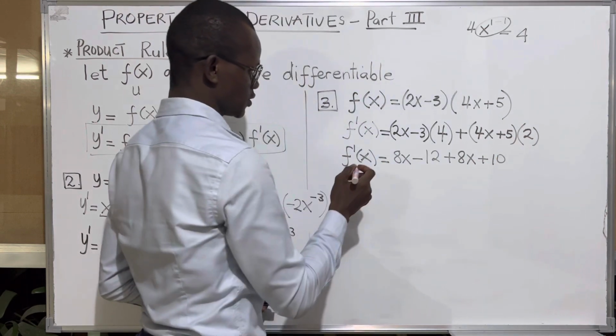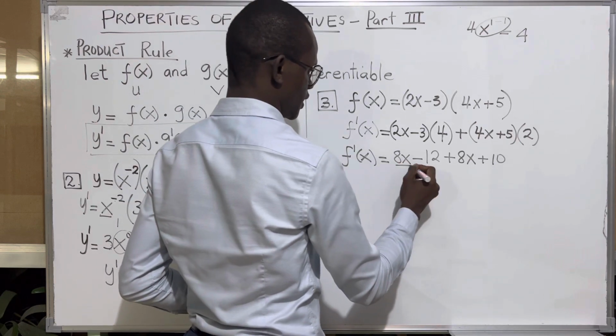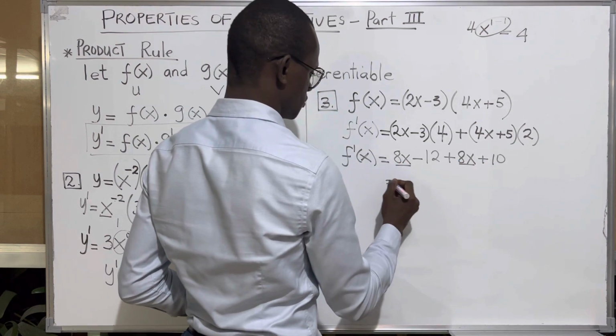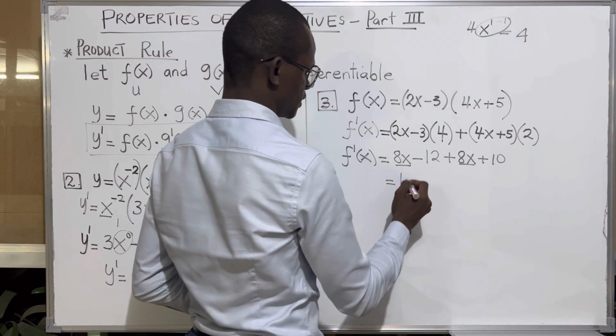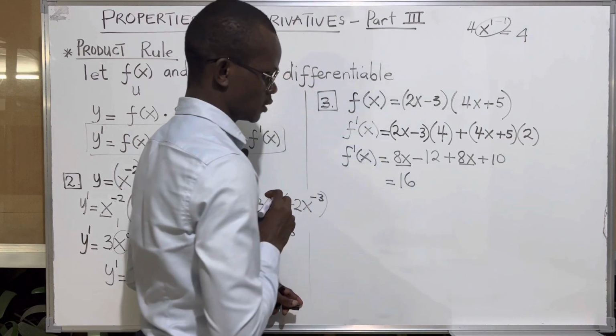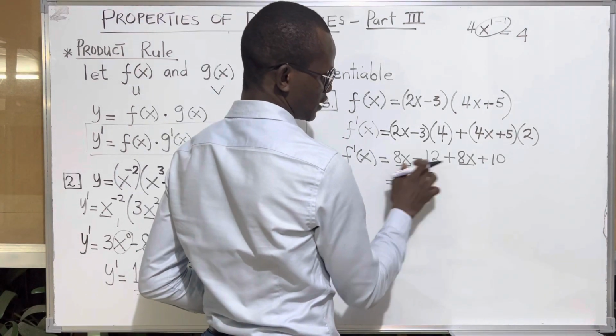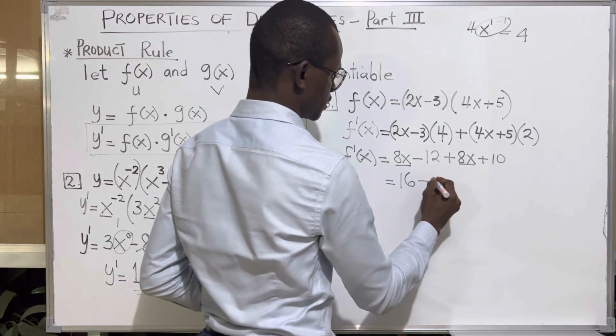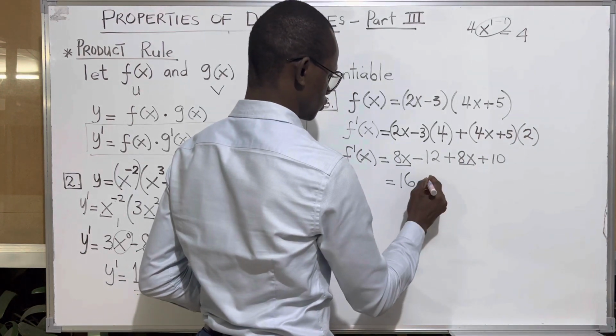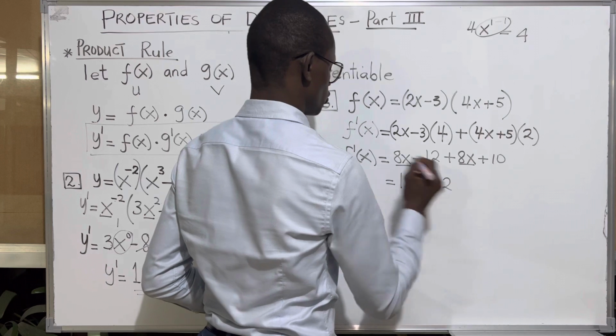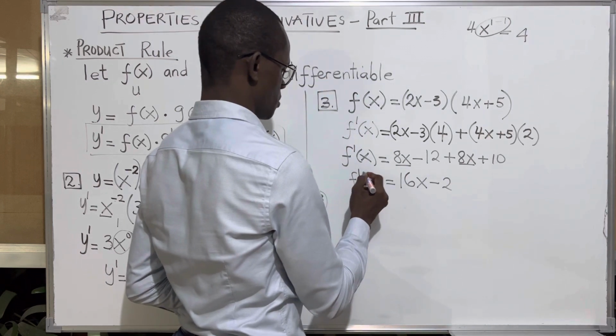So we collect like terms. This 8 and this 8 are the same, so it gives us 16. 12 is negative, 10 is positive, so it gives us negative 2. So f prime of x equals 16x minus 2.